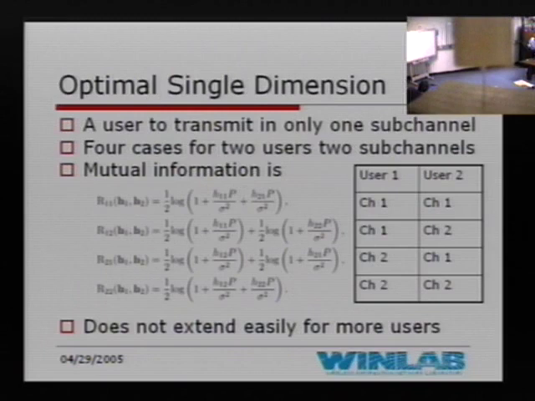And the third heuristic is called optimal single dimension. By this I mean that a user transmits in only one subchannel, but it need not be his best. Let's give an example. We have two users, both of them have the same best subchannel. So if they both decide to transmit on the same subchannel, it can lead to interference.